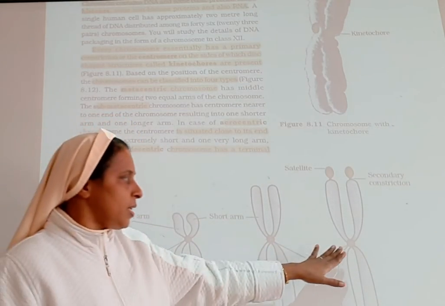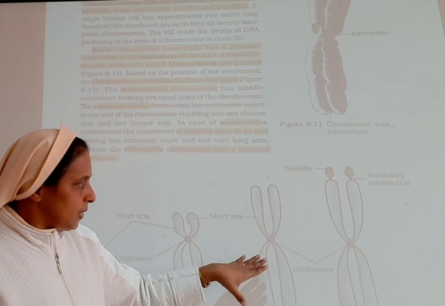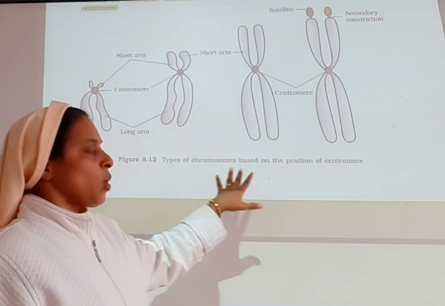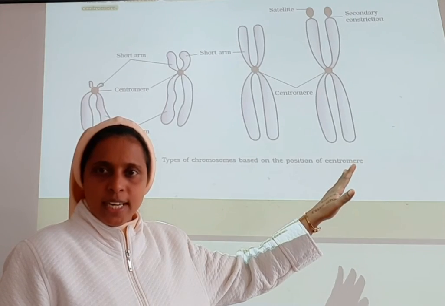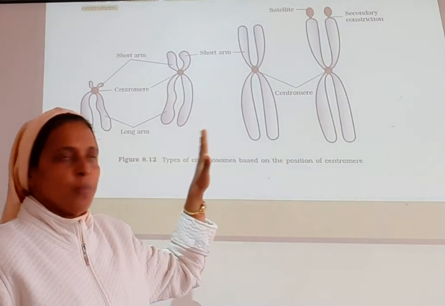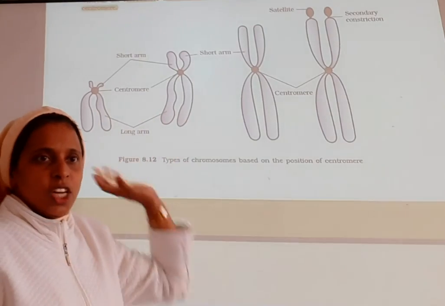As I have told you, in the metacentric we can see the centromere in the middle portion, in the submetacentric a little away from the center, in the acrocentric close to its end, and in the telocentric at the terminal end. We can see here the image of the types of chromosomes based on the position of the centromeres: metacentric, submetacentric, acrocentric and telocentric.